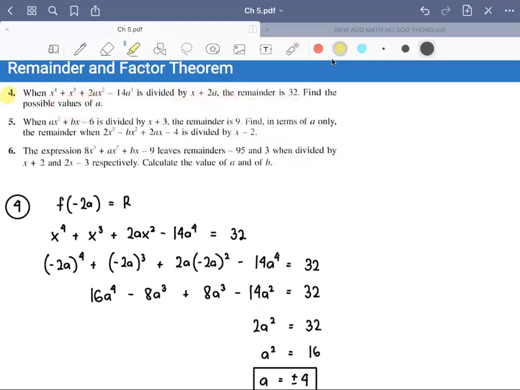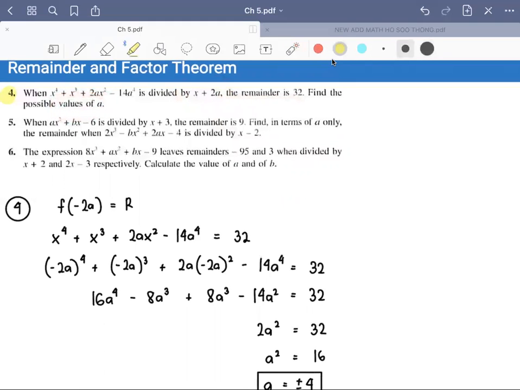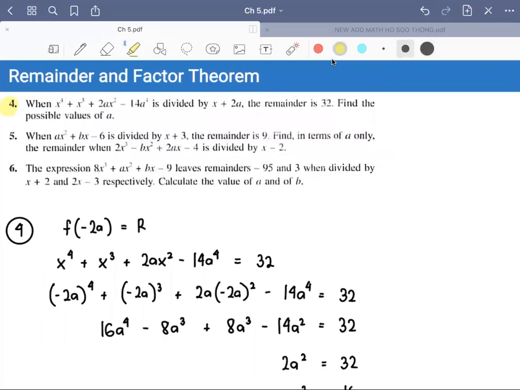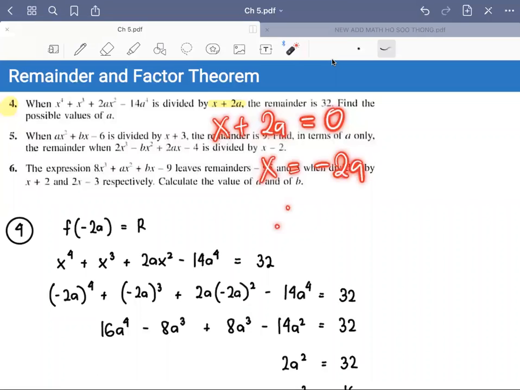So let's break down the question again. From here, your divisor is x plus 2a. That means your function will be f of negative 2a. How did I get f of negative 2a? For x plus 2a, just make it equal to 0. So x is equal to negative 2a. Therefore, your function is f of negative 2a. That's how I got this.